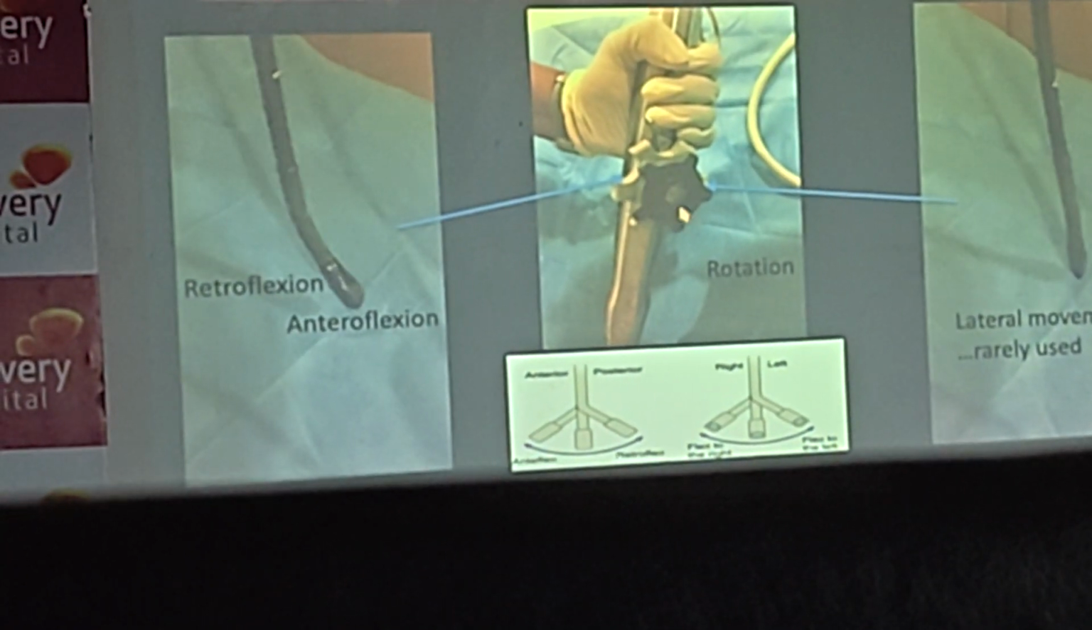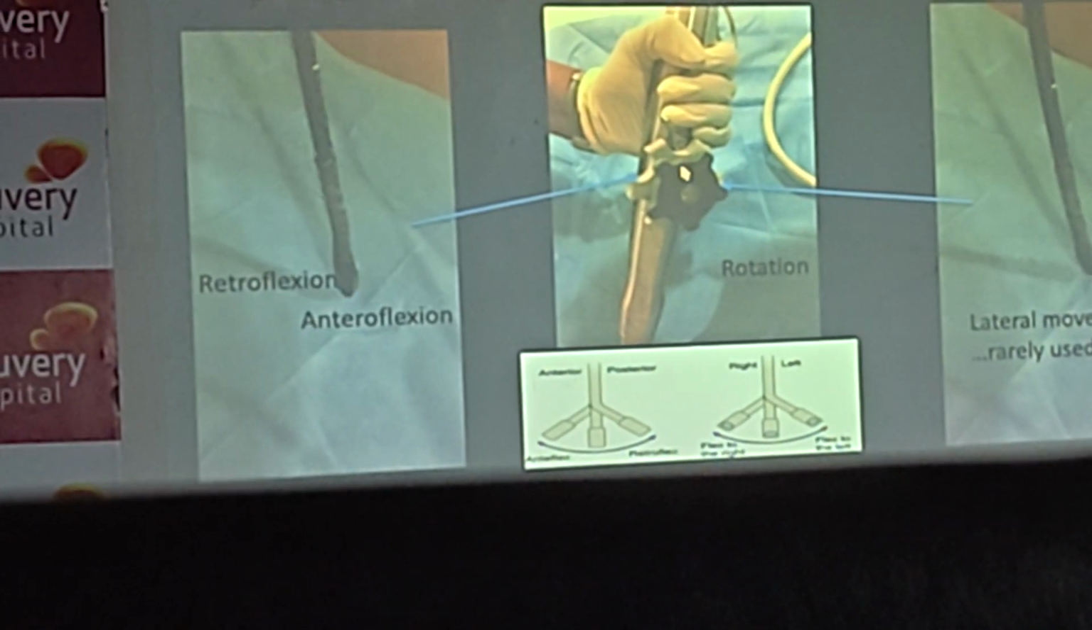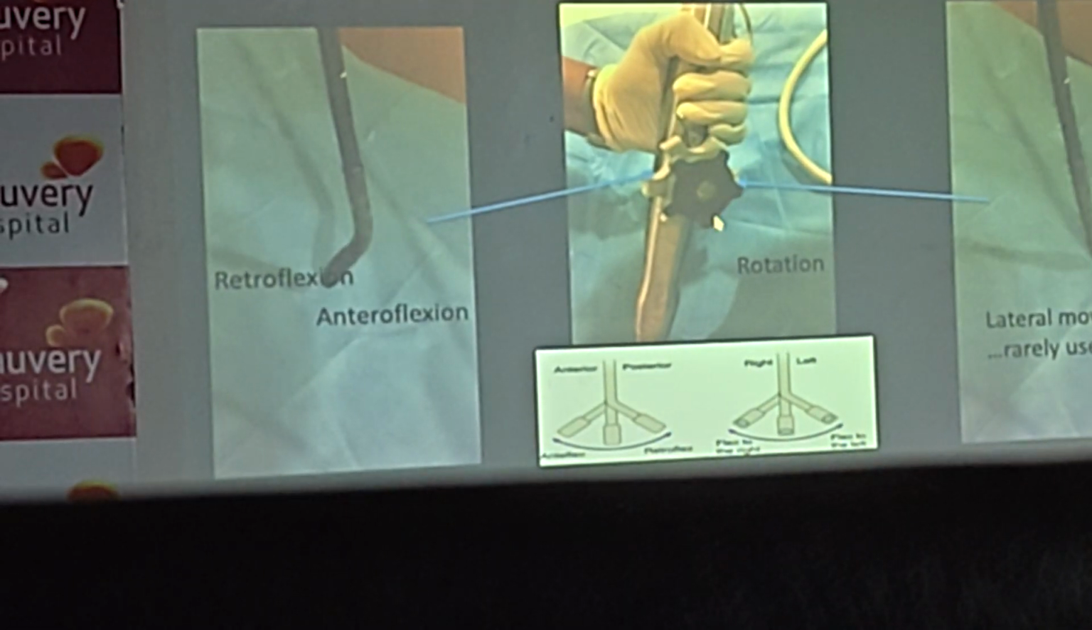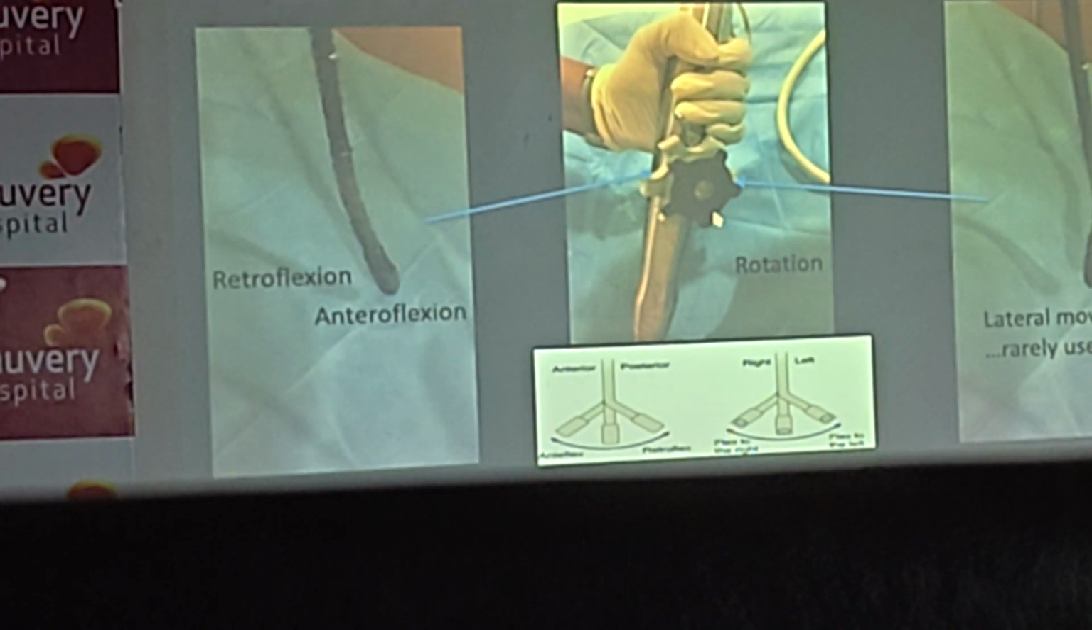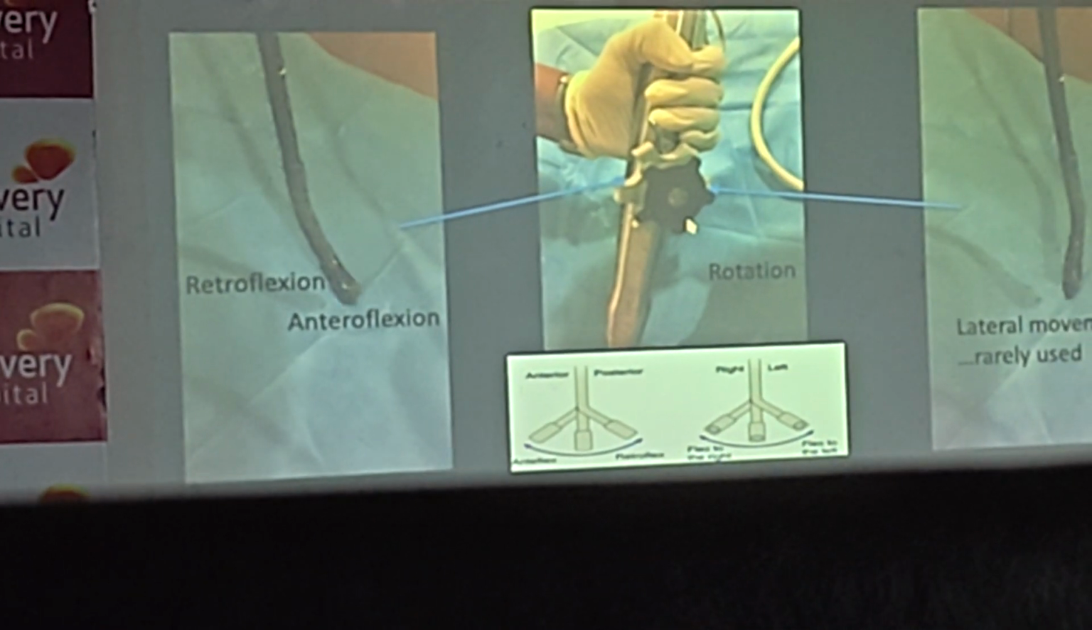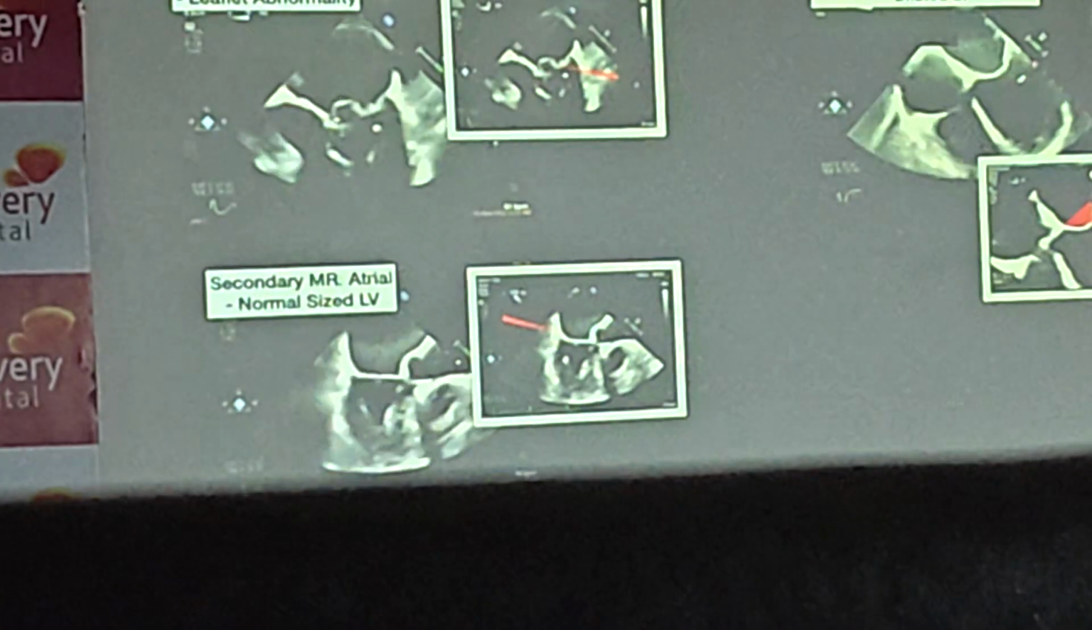Especially not in the esophagus, but you can try if you want to in the stomach because you have a larger space over there. But the retroflexion, anteroflexion is the important key, the key movement also.